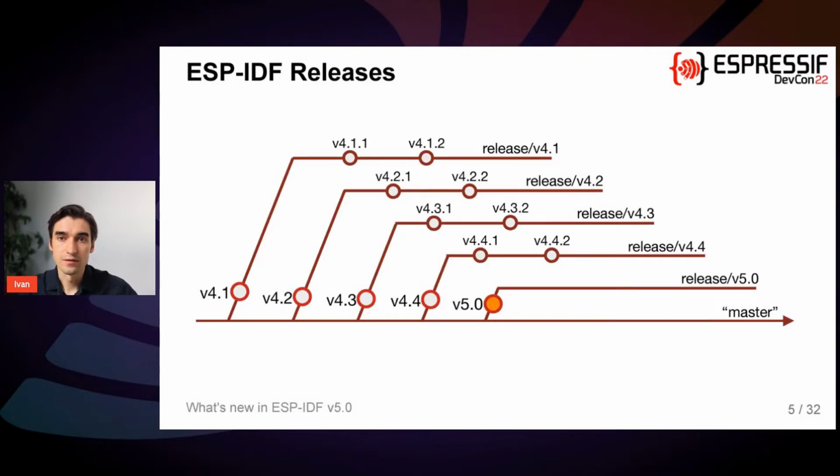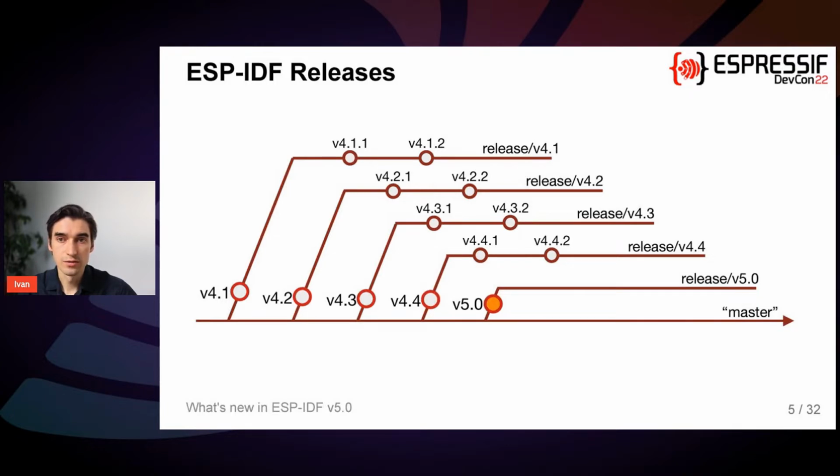The lines in this graph show branches in the ESP-IDF Git repository. The development primarily happens on the master branch. This is where new features are implemented and where the fixes are made. The circles on this graph are releases. The bigger ones are minor releases, the filled one is the major release, and the smaller ones are bug fix releases.